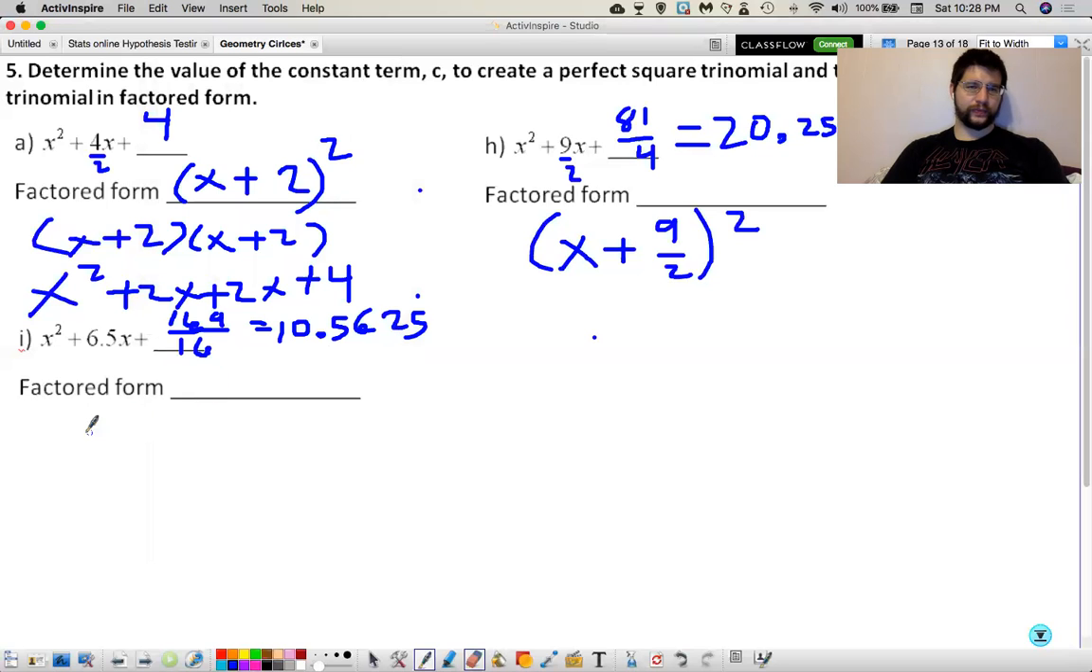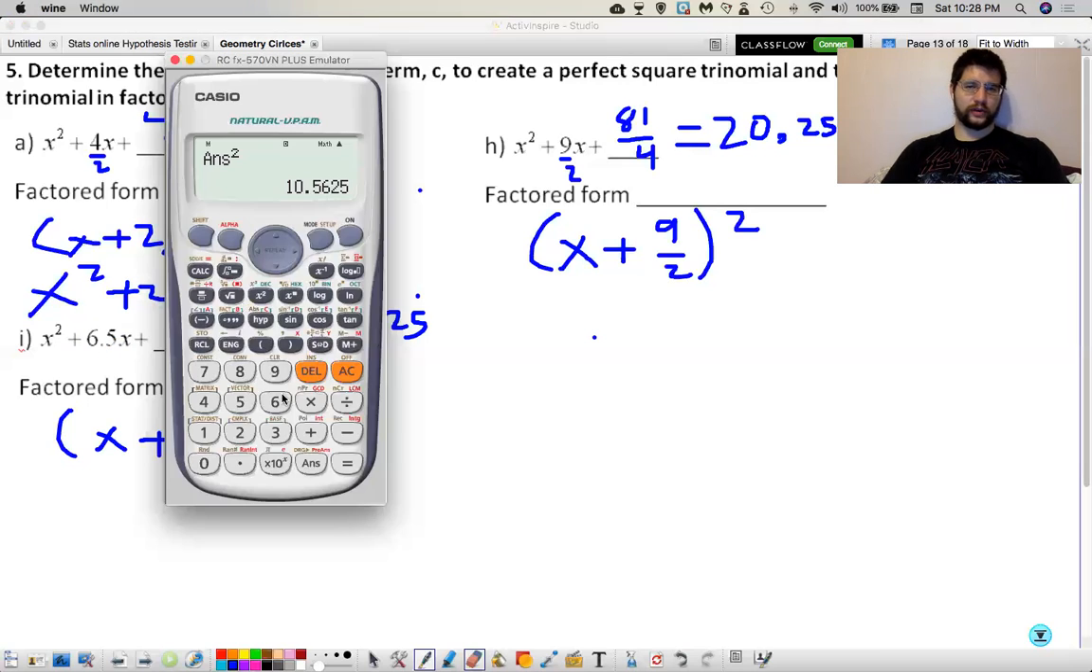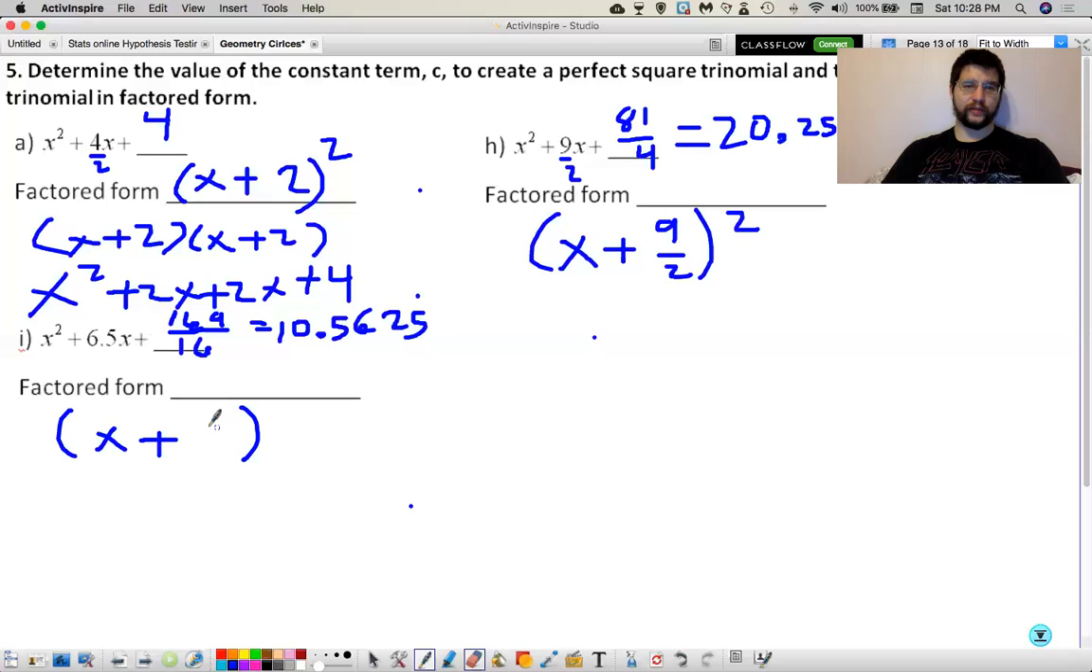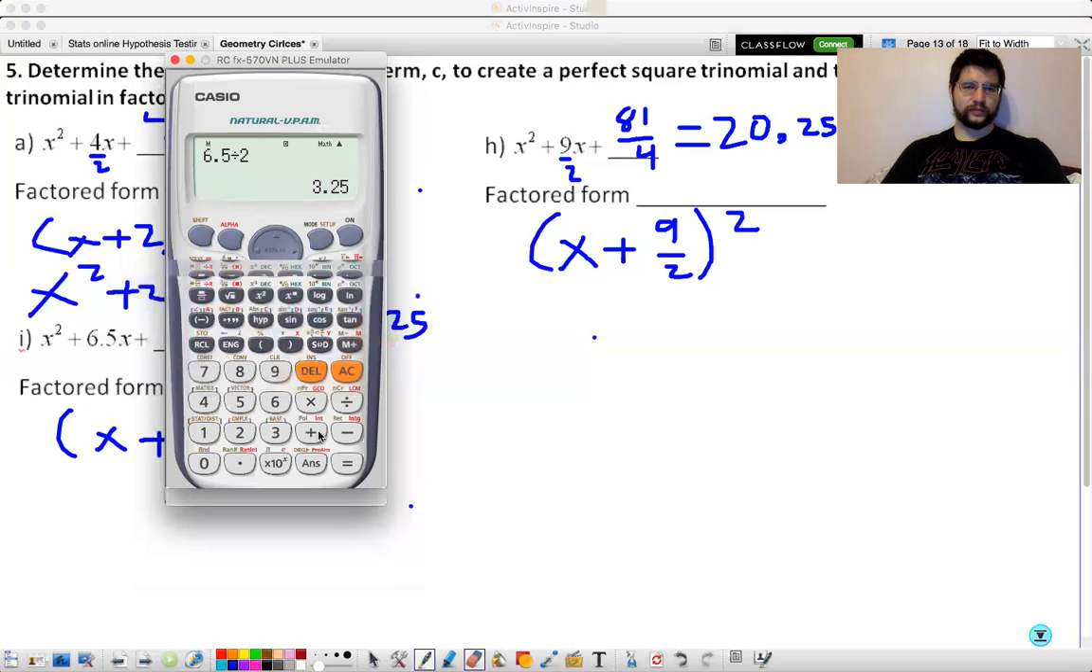All right. So it's going to be x plus, because that's a positive. Now you could write 6.5 over 2, or you could write 13 over 4. Or you could write 3.25. Any of those would be perfectly fine by me. I can write 3.25, why not? So that's what I'd want you to put on here.